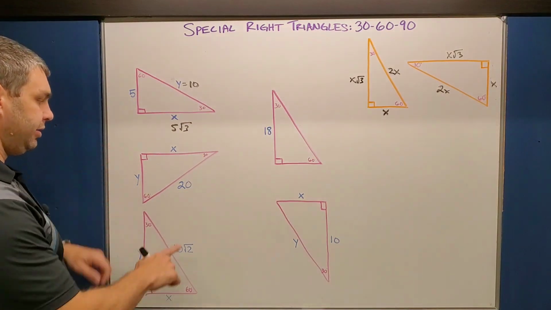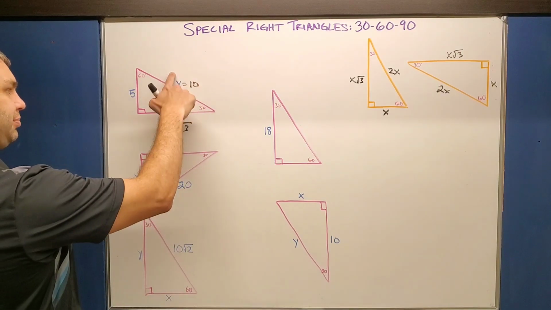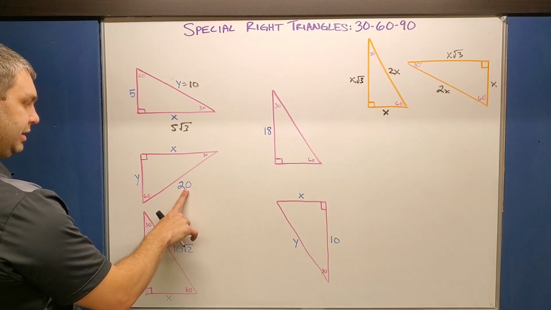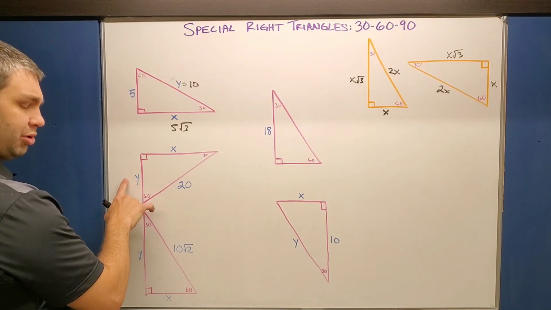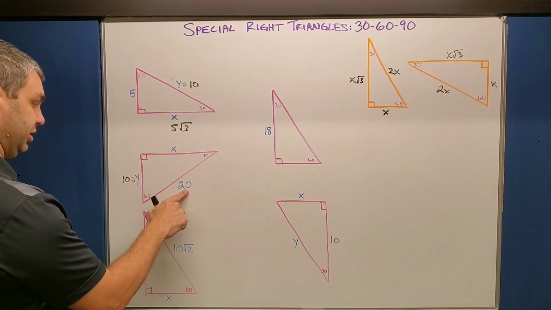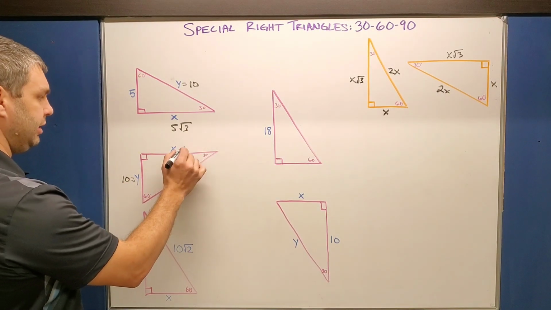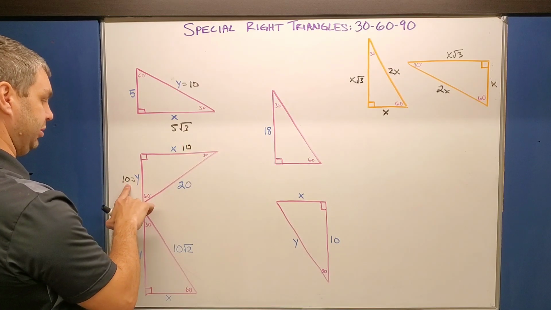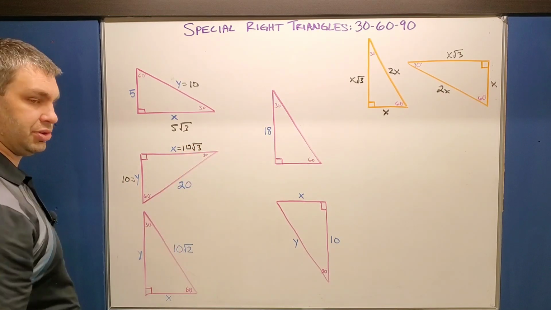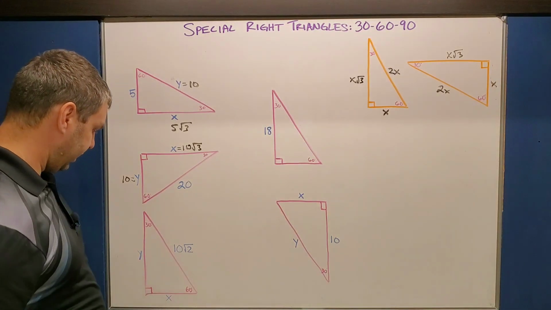The next one, here they give you the second easiest part, which is the hypotenuse. If I go back to this previous one, remember the hypotenuse is just double the short side. So what can I double to get 20? Well, 10. 10 times 2 is 20. And then once you have the short side, you can go to the long leg and say that 10 from the short side is going to be times the square root of 3, and that is going to be equal to my long leg.